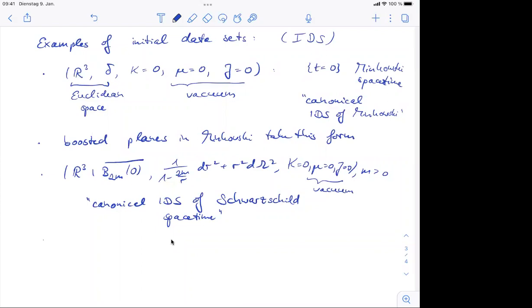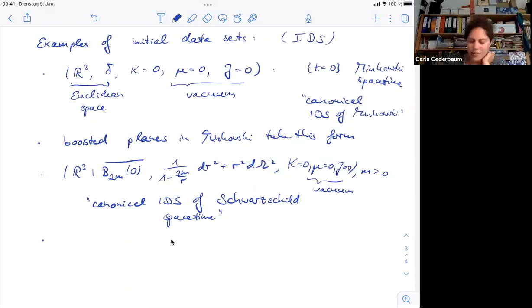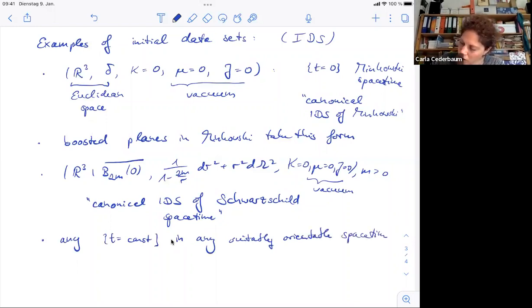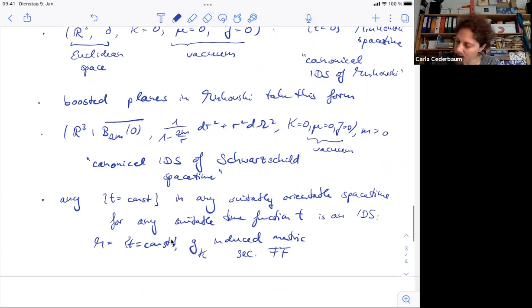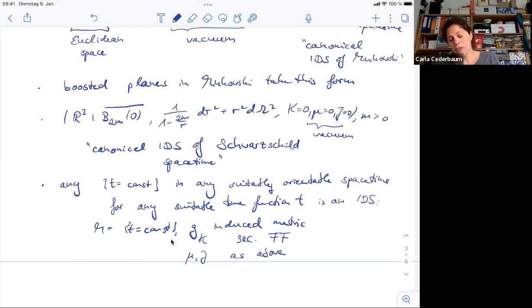Yeah. Okay. And then somehow a more abstract example of an initial data set would be that any set of the form t equals constant in any suitably orientable spacetime, for any suitable time function t, is an initial data set in the following sense: if I say M is t equals constant, and I use g as the induced metric, and K as the second fundamental form, and mu and j as above, then this t equals constant set is an initial data set according to the definition I just showed you.